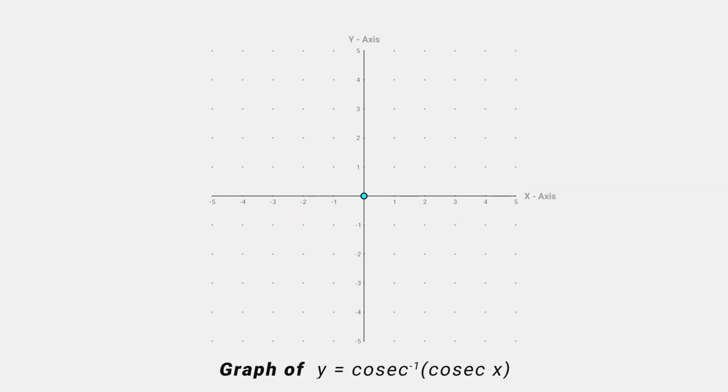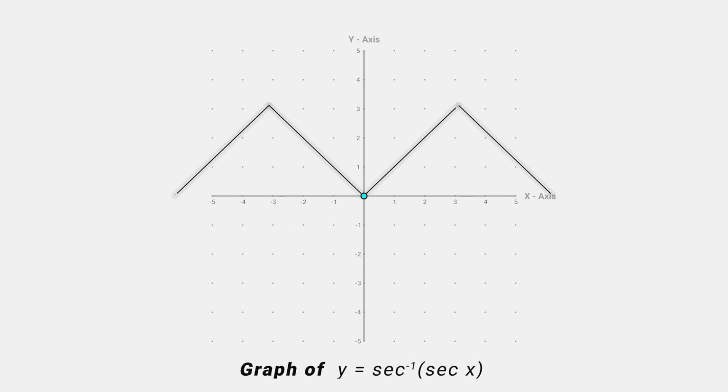Now the graph of cosecant inverse cosecant x is the same as the graph of sin inverse sin x, but we have to remove all those points which are on the x-axis, because at x equal to 0, pi, 2 pi and so on, cosecant x becomes infinite. Similarly, the graph of secant inverse secant x is the same as the graph of cos inverse cos x, but we have to remove all those points for which secant x is infinite.